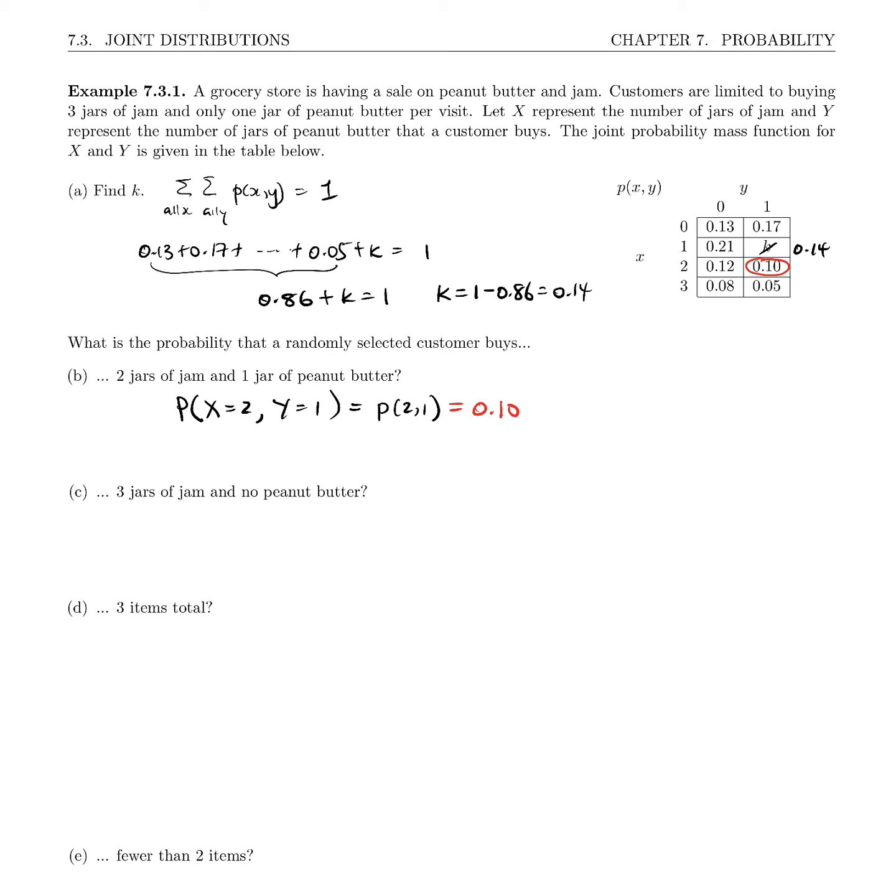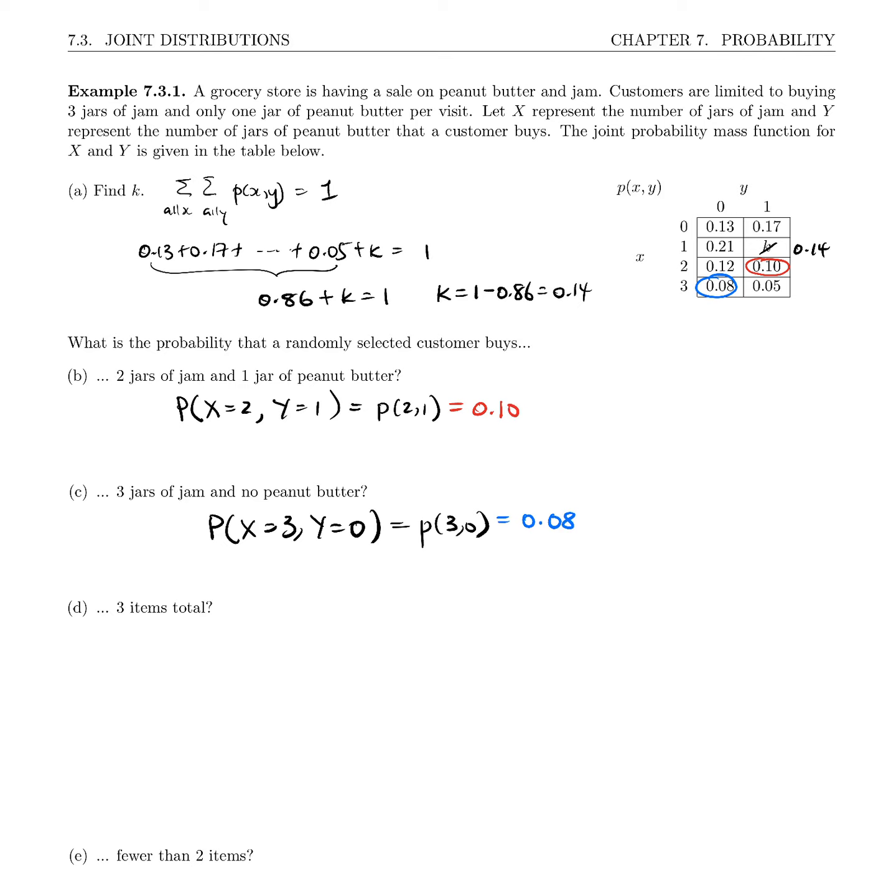Probability that a randomly selected customer buys 3 jars of jam and no jars of peanut butter. So X is equal to 3 and Y is equal to 0. Well, that's p of 3, 0, and we're finding that in exactly the same way. X is 3, Y is 0. We're looking right here, and so that probability is 0.08.